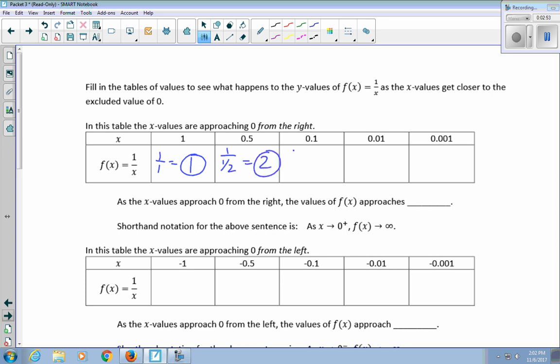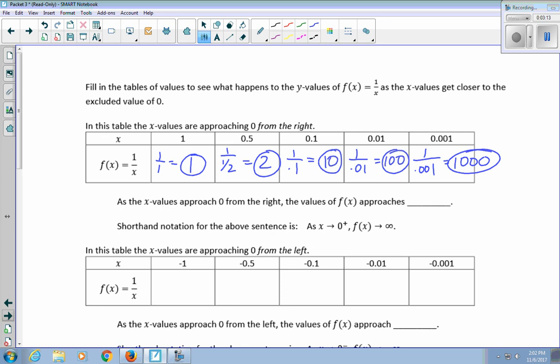Plug in a tenth, 1 over 0.1. You could put that in your calculator, or you could say how many times does a tenth fit into 1? 10 times. 1 over 0.01 is 100. And 1 over 0.001 is 1,000.